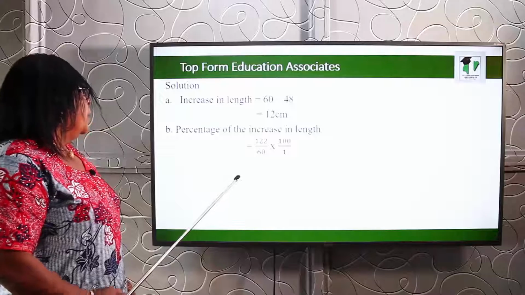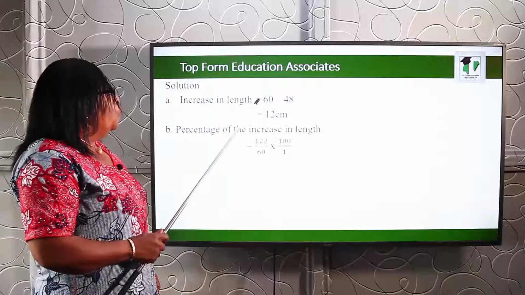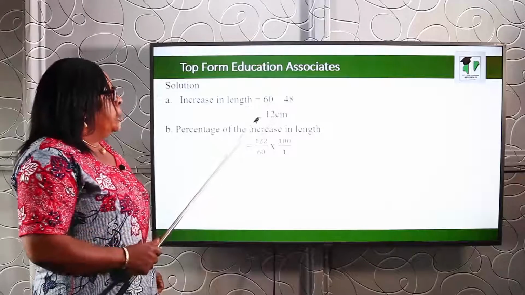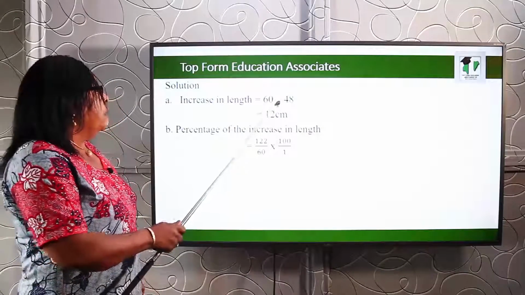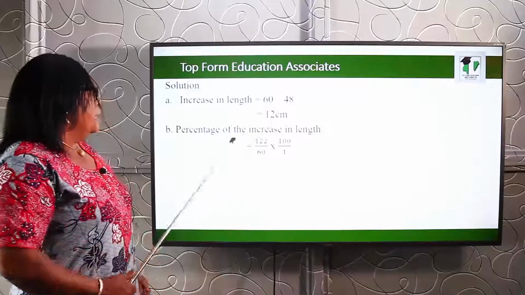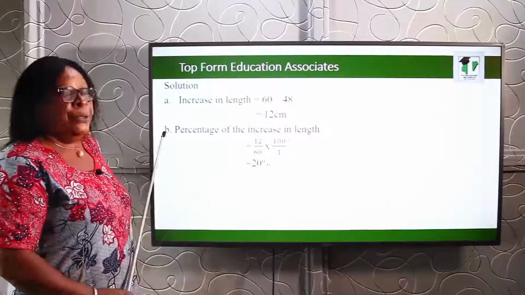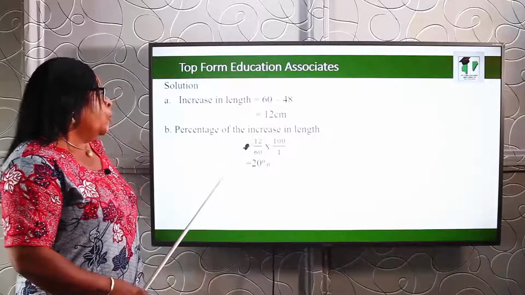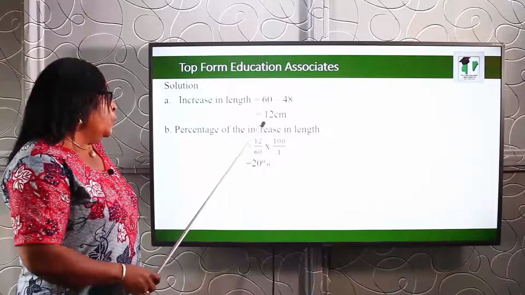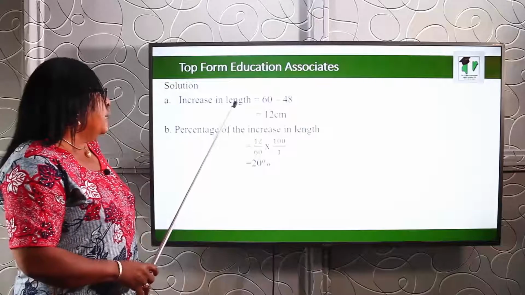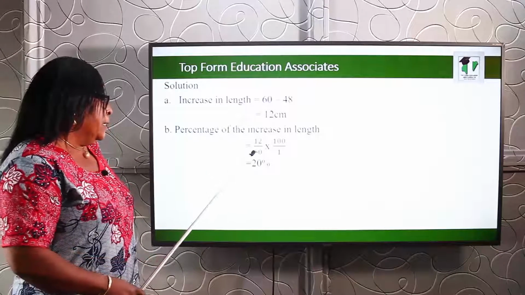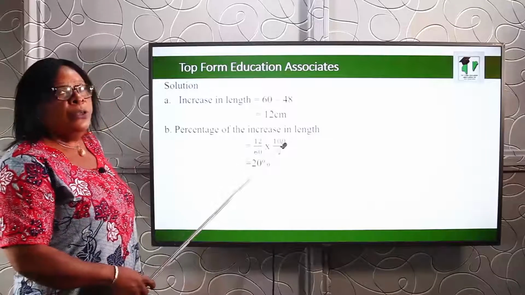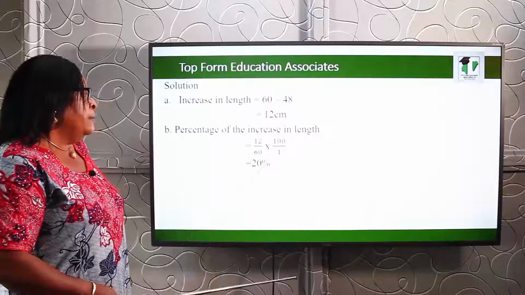Solution. A. The increase in length will be the new length minus the original. And that will give us 60 minus 48, giving us 12 centimeters. B. The percentage of the increase in length is equal to the increase, which is 12, over the new length, which is 60. 12 over 60 times 100 over 1. When you reduce to lowest terms, you will have 20%.